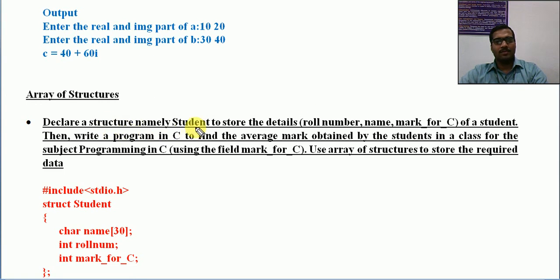Declare a structure, namely student, to store the details like roll number, name, and mark for C. These three details are to be printed: roll number, name, and mark for C of a student. Then write a program in C to find the average mark obtained by the students in a class for the subject programming in C. That means we need to read the roll number, name, and mark of C for all the students. We'll have some 60 or 67 students available. Then we need to find the average mark of the subject programming in C.